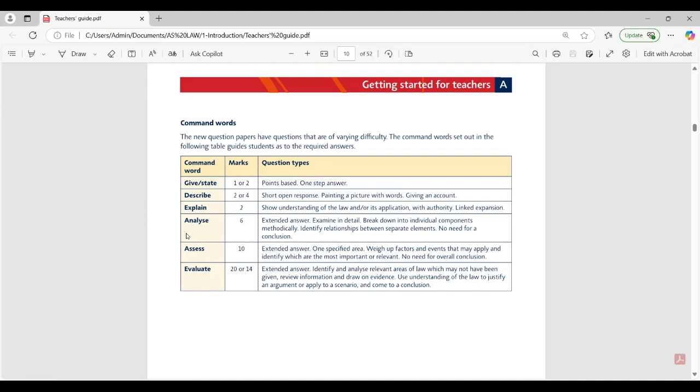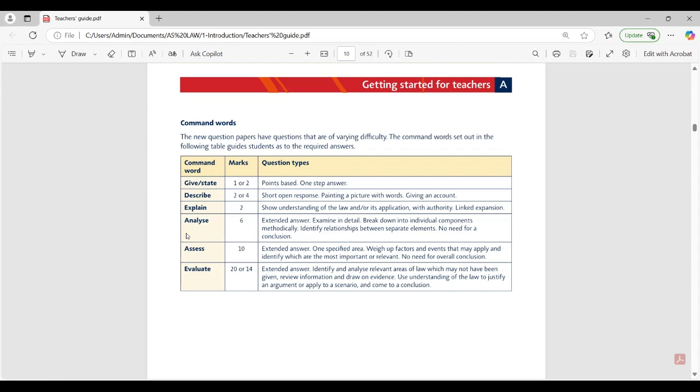So if it's just give or state, you can just write a point-based answer, a one-step answer, no need to explain in detail. But if it says describe, you should give a short answer, but you have to give an account of the answer, not just a point-based answer, a little bit of explanation.